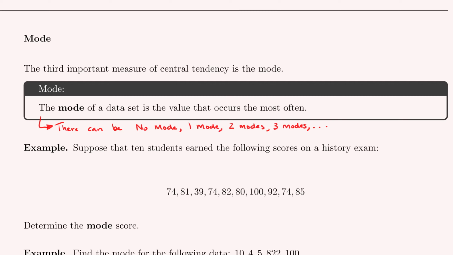A third measure of central tendency is the mode. The mode measures which value occurs the most often. And one thing to keep in mind in terms of mode is that there could be no mode if all the values occur only one time. In that case, there's no value that occurs the most often. There could be a single mode if there is one data entry that occurs the most amount of times. Or there could be 2, 3, 4, 5 modes, etc. if there are multiple data entries that all occur the most times together.